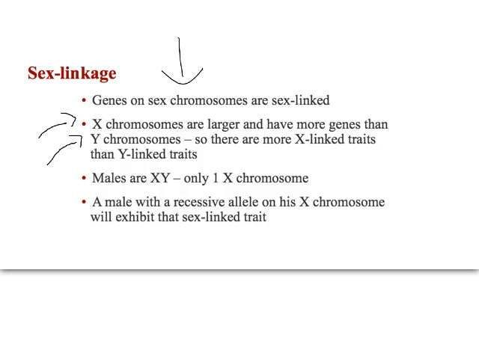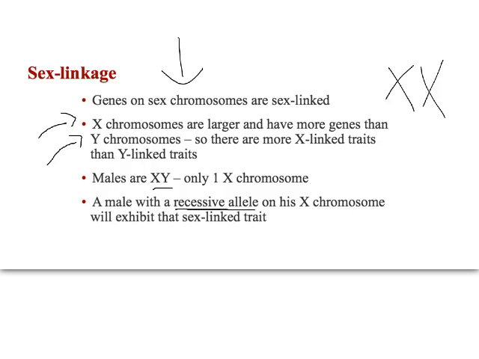Okay, so because females have two X chromosomes, that means for any gene that's on the X chromosome, females have two copies of it, just like the autosomes. However, because males are XY, they only have one X chromosome. For every gene that's on the X chromosome, males only have one copy, which means if they have the recessive allele, they're going to show the recessive phenotype for that sex-linked trait.